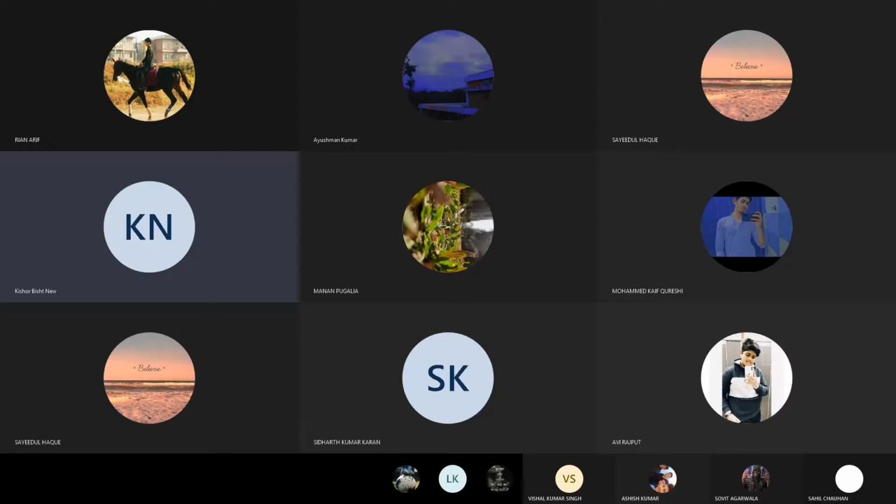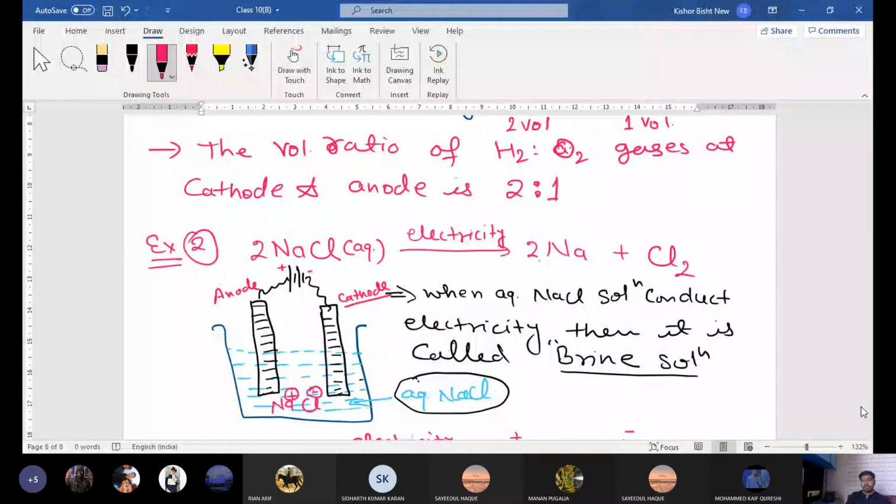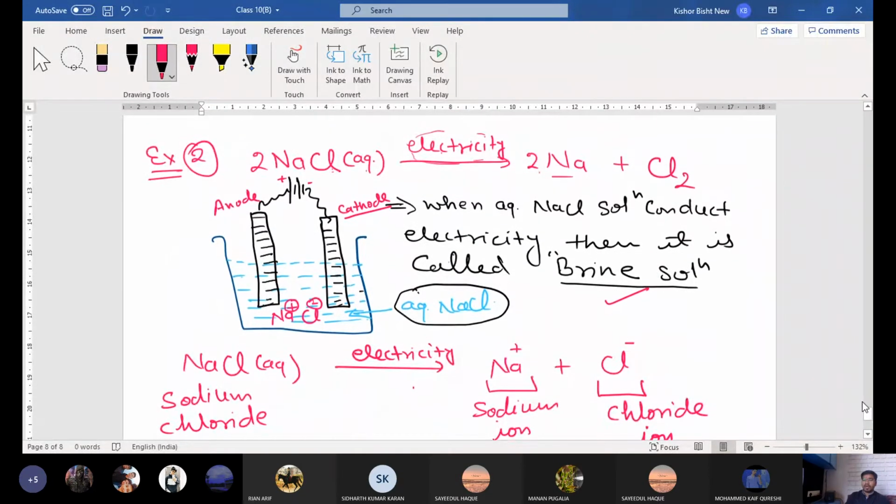The second example of electrical decomposition: we have taken the NaCl aqueous solution, and whenever we pass the electricity, this aqueous solution is called the brine solution. And whenever we are passing the electricity, NaCl decomposes into Na plus Cl2 by the passing of the electricity. Again, I'm telling you how to do this.